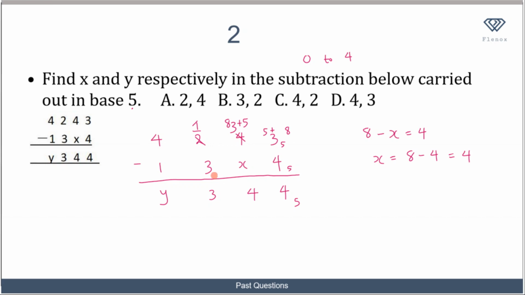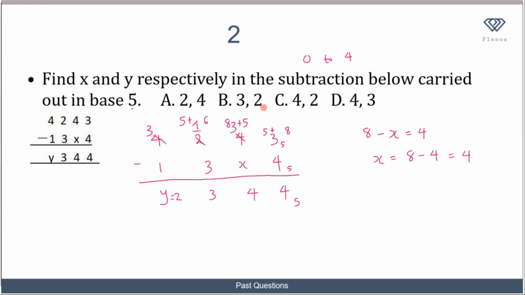We are left with 1 minus 3. You know that 3 is greater than 1, so you cannot subtract from it. So you have to borrow 1 from here, and when you borrow 1 from here, you'll be left with 3. But what do you add here? As we've explained, you add the base number. So the base is 5. We add 5 to what was there before, and what was there before was 1. So we have 5 plus 1, which is 6. So we have 6 minus 3, and you have 3. So that is why there is a 3 there. And finally, you have 3 minus 1, which is 2, indicating that y is equal to 2.